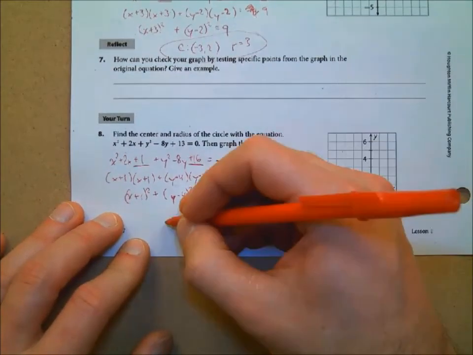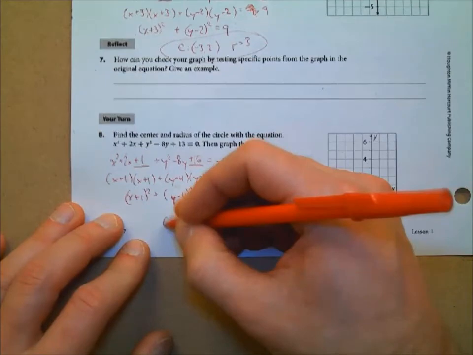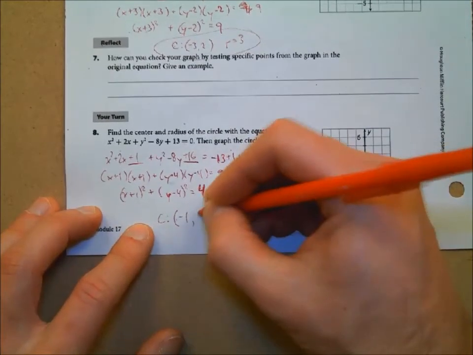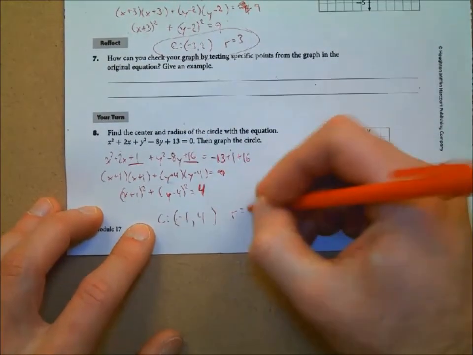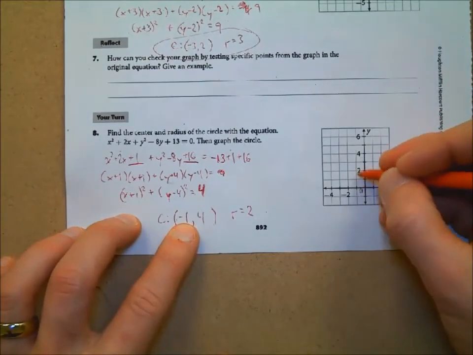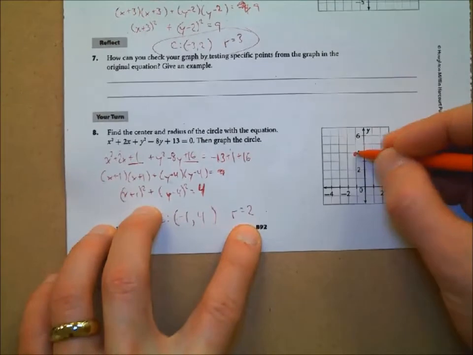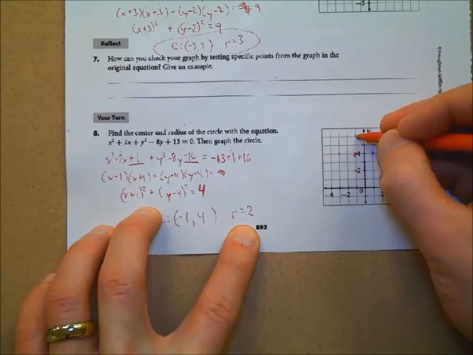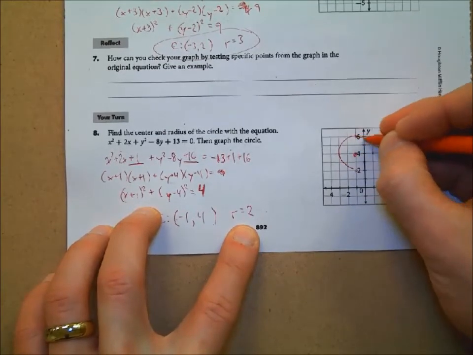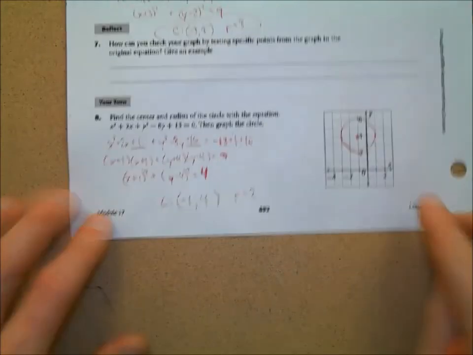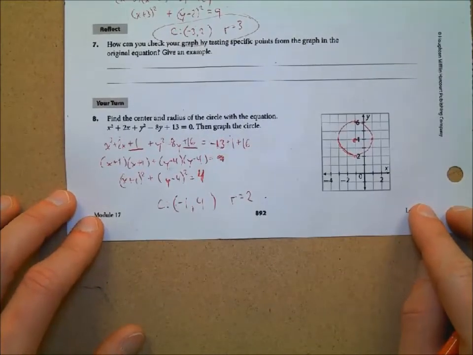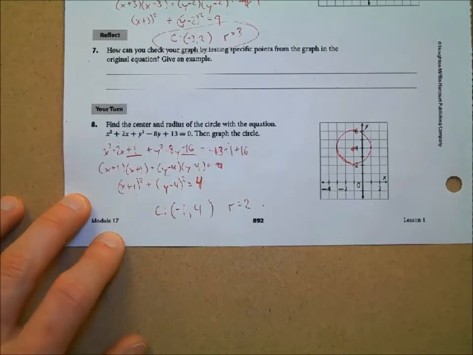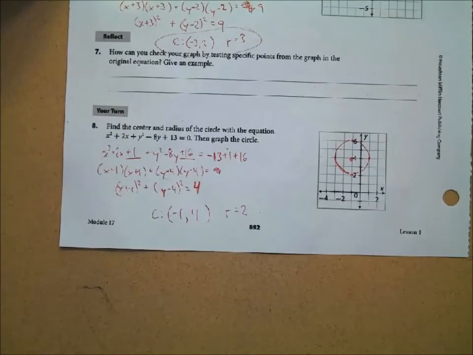So what's the center of our circle? Negative 1, 4, and what's the radius? 2. So we can plot that point: negative 1, then 1, 2, 3, 4. Radius of 2: right 2, up 2, left 2, down 2. Again, freehand the circle there as best you can. Something like that. All right, questions on any of that?